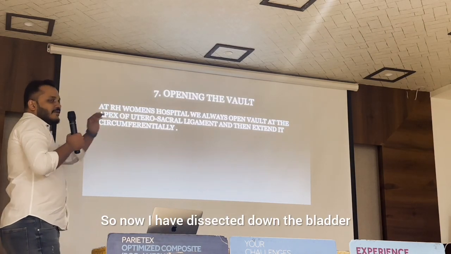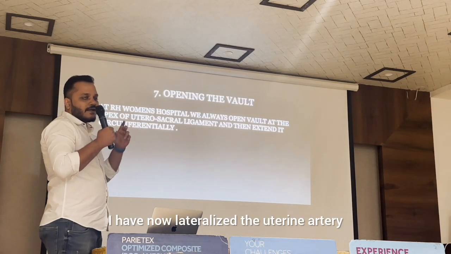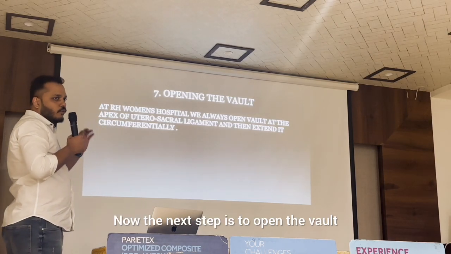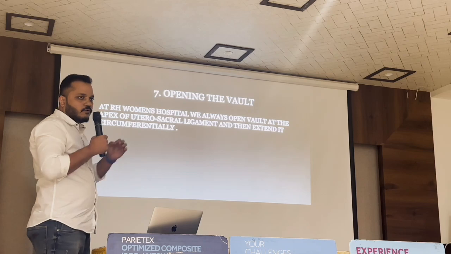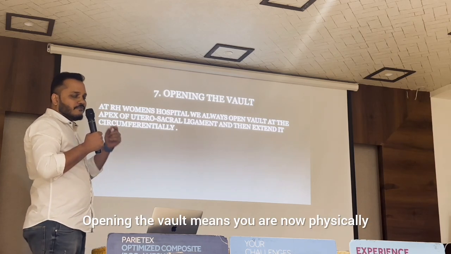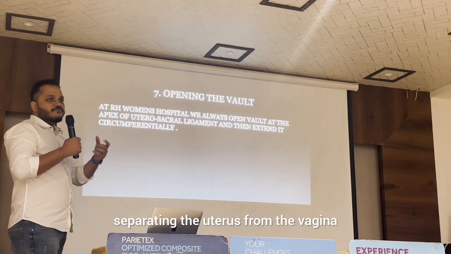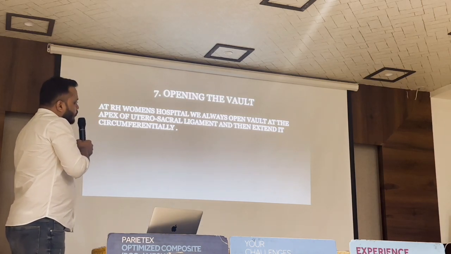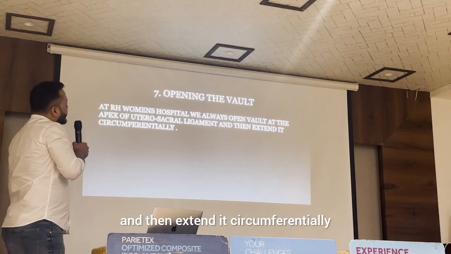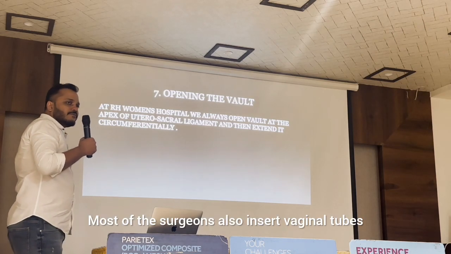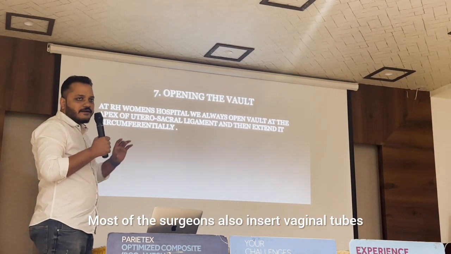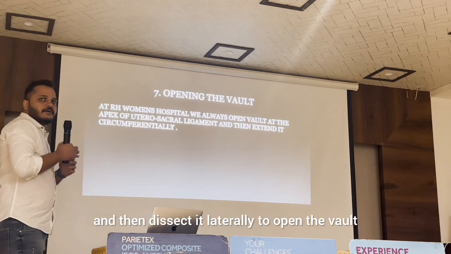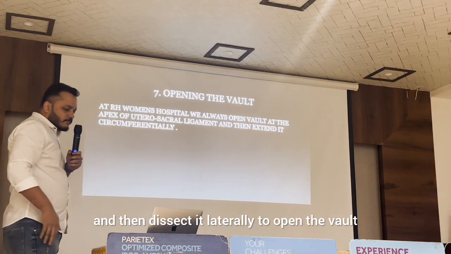So now I have dissected down the bladder. I have now lateralized the uterine artery. Now the next step is to open the vault, right? Opening the vault means you are now physically separating the uterus from the vagina. So we always open the vault at the apex of the uterosacral ligament and then extend it circumferentially. Most of the surgeons also insert vaginal tubes or vaginal manipulators and then dissect laterally to open the vault.